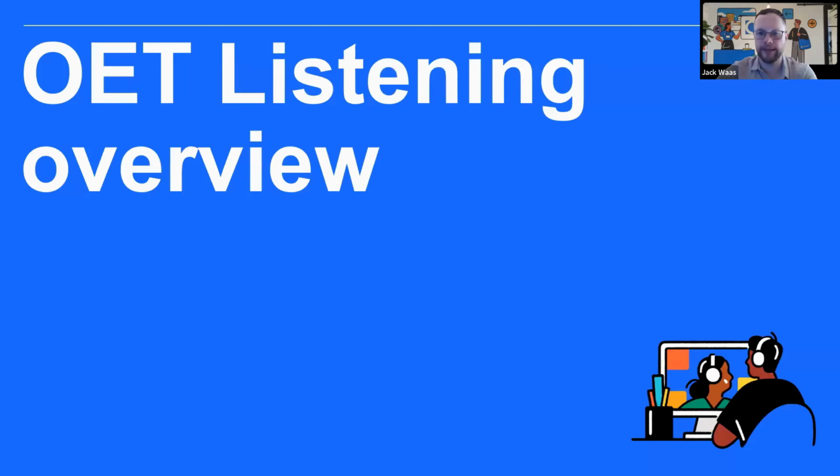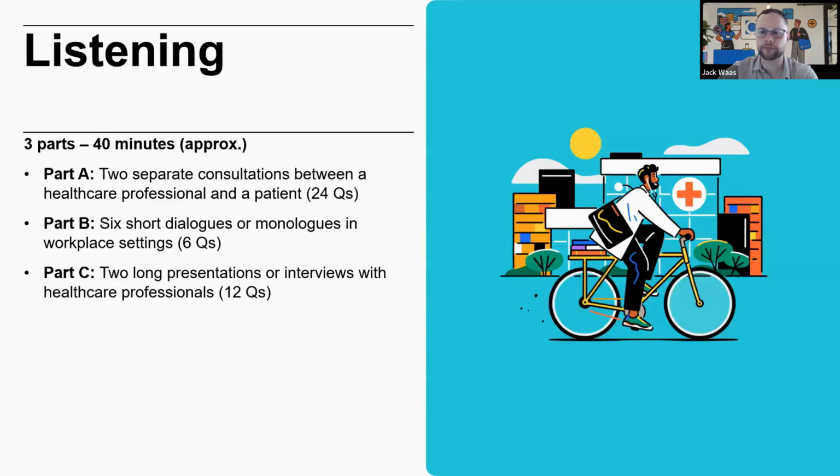So let's start with the basics of OET listening. There are 3 parts to OET listening, and it takes around 40 minutes. In part A, you hear 2 separate consultations between a healthcare professional and a patient. Each audio has 12 questions, so 24 in total.